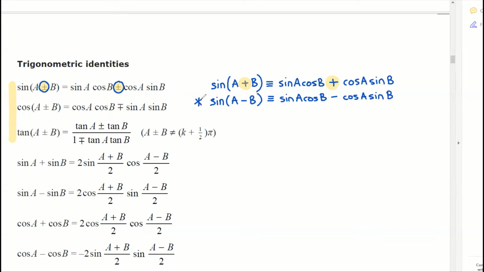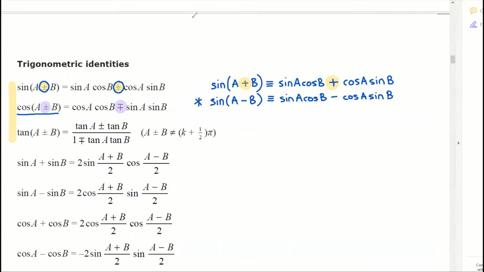And for the cosine one here, notice that if I just highlight this, because this is so important and I don't want you to make a mistake with this. If you notice, we've got the plus and minus orientated the same way, with the plus on top and the negative on the bottom, but these signs are flipped on the right-hand side of the identity.